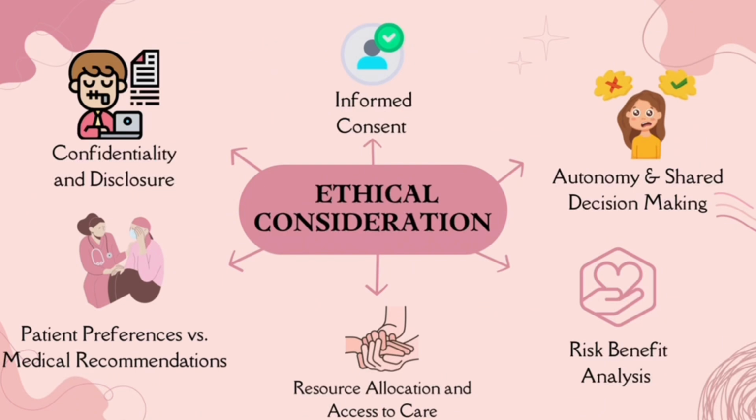Fourth, resource allocation and access to care. Not all patients have equal access to the best treatment. Some might not be able to afford expensive treatment or may live in a place with fewer healthcare options. So it is important to make sure everyone has a fair chance to get the care they need. Also, some treatments are very expensive and this can be a barrier for some people. So healthcare systems have to decide how to fairly distribute the resources.